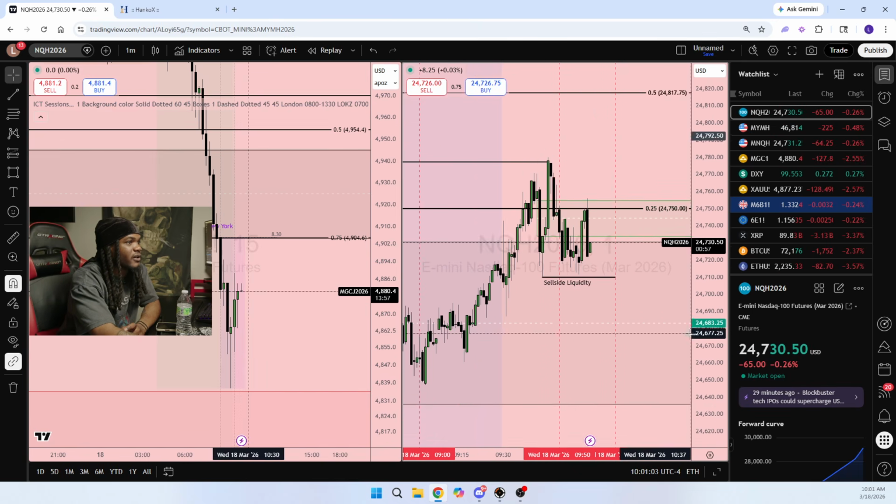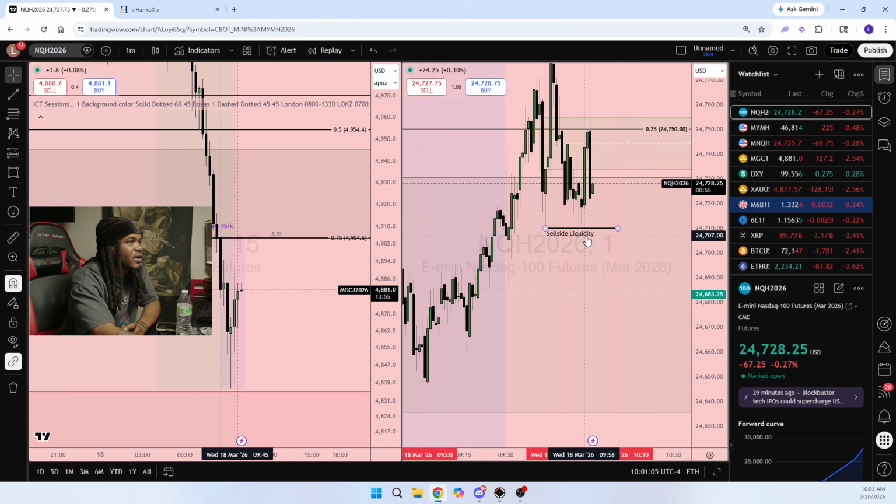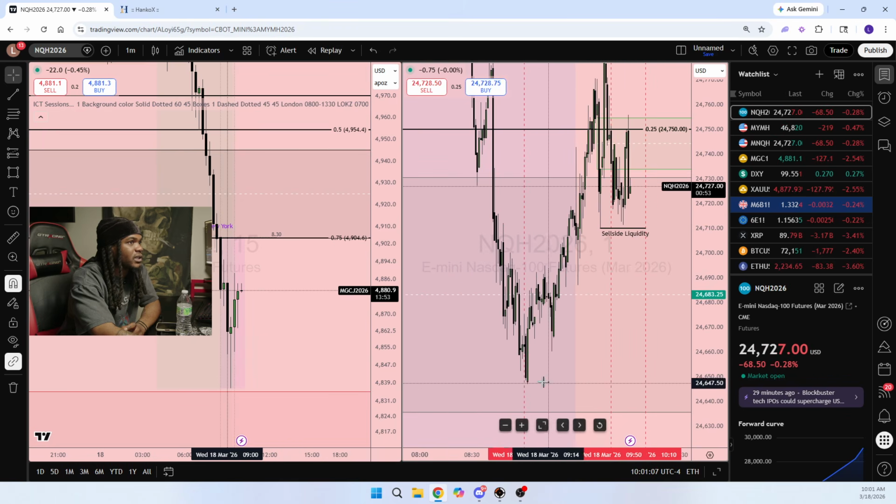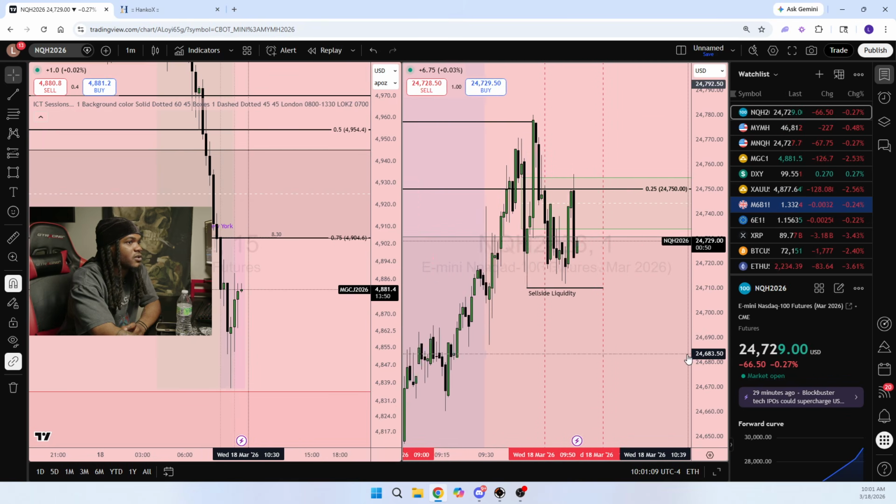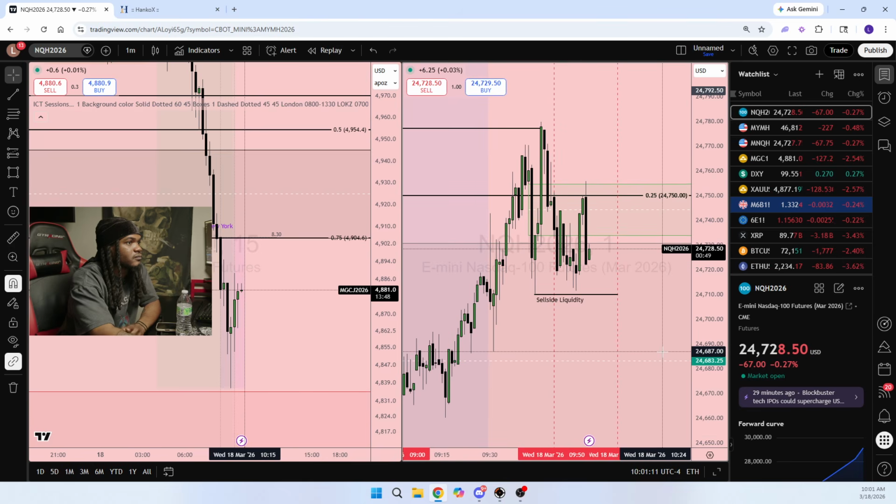Now let's see if we can trade down and take out these lows. If we can trade down and take these lows out, I'm confident that we get down here. Super confident. Let's see what happens.